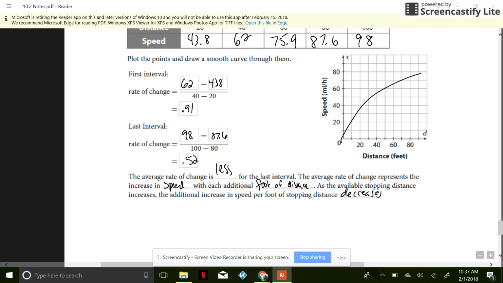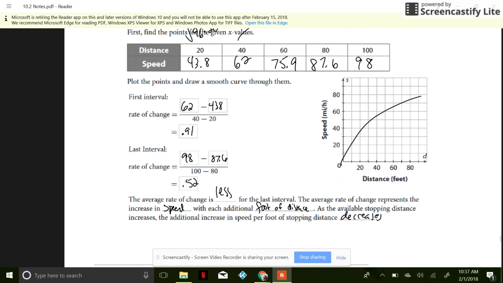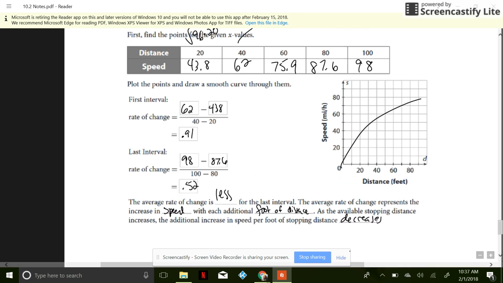So as your amount of stopping distance increases, so as it takes you more distance to stop, the additional increase in speed decreases. So before, you can go faster with those stopping distances, but eventually you reach a point where your speed can't go much faster in order to get that stopping distance that you need.